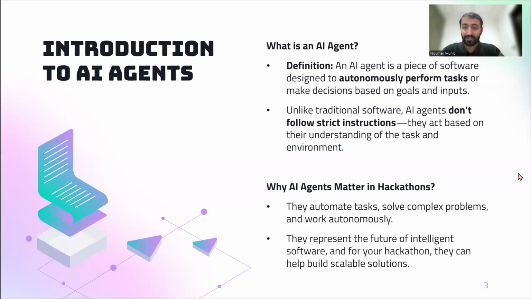So why do AI agents matter in hackathons? Because they're going to automate your tasks, solve complex problems, and work autonomously, of course. When you're talking about working autonomously, that means it is going to interact with you more intelligently and smartly compared to traditional AI systems. They represent the future of intelligent software, and for your hackathon, they can help build scalable solutions.